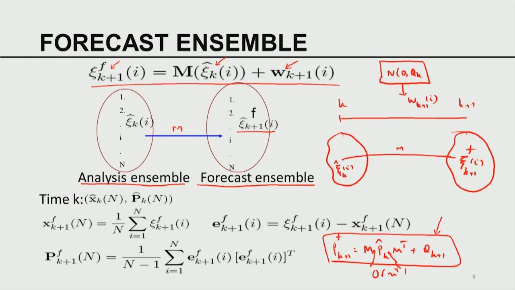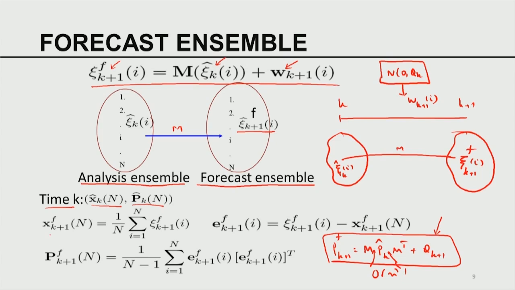We simply don't have the time. That's why we are looking for all kinds of ways to approximate, which I can do in my lifetime. So let me summarize the thing as it is given. At time k, I am given the analysis mean, I am given the analysis covariance, I am given the ensemble itself. Once I have the ensemble, I can compute these quantities.